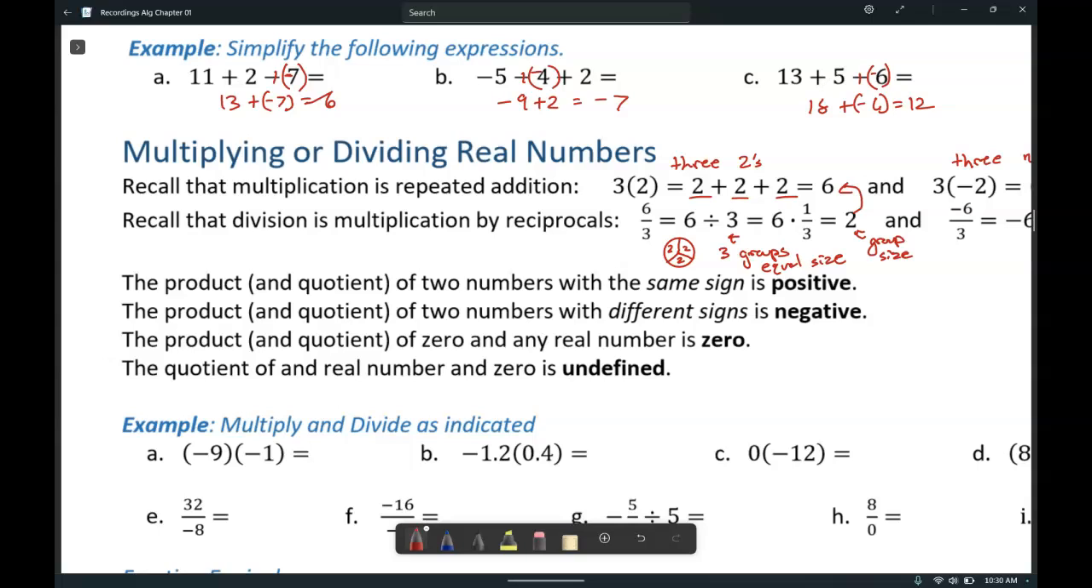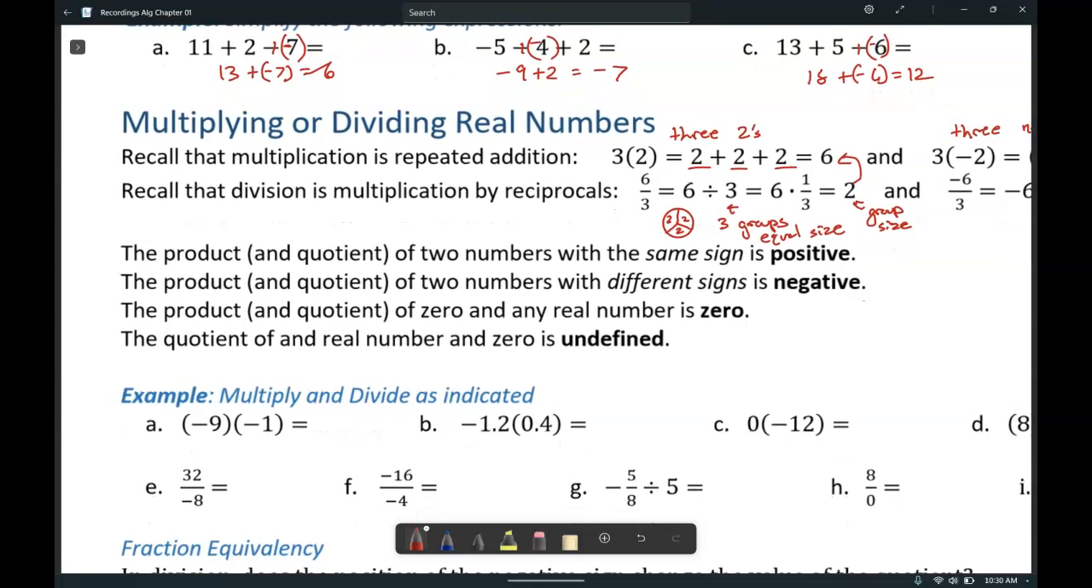So multiplication and division have this property that when we multiply or divide 2 numbers that have the same sign, whether they are both positive or both negative, we end up with a positive product or quotient. If we multiply or divide 2 numbers with different signs, one positive and the other negative, or the other way around, we get a negative product or quotient. It doesn't matter which one is larger in magnitude. If they're the same sign, it's positive. If they're different signs, it's negative.